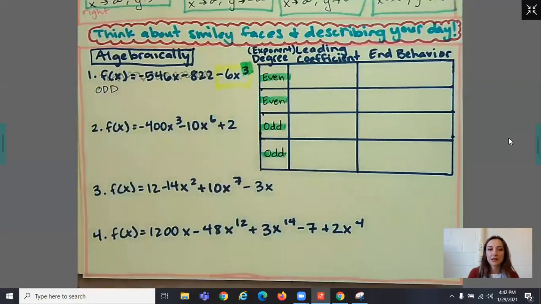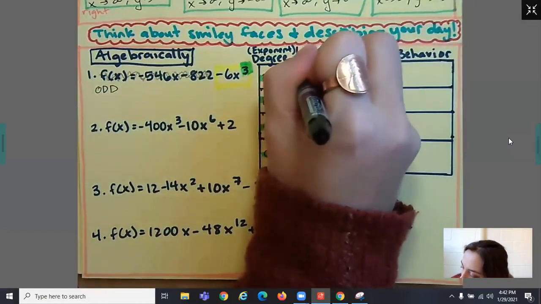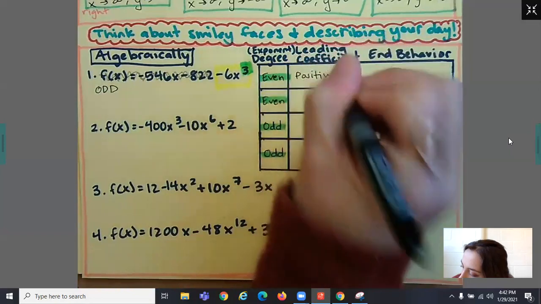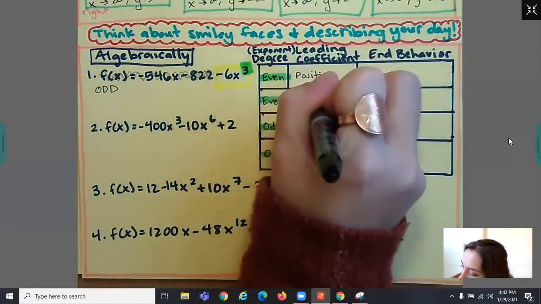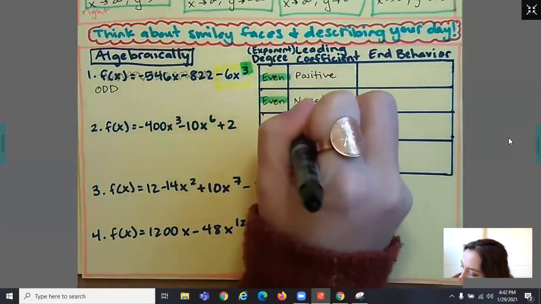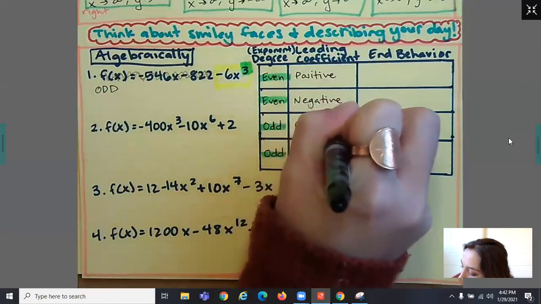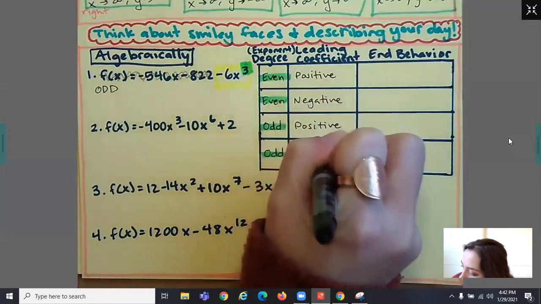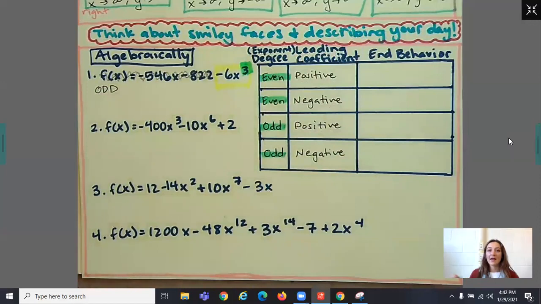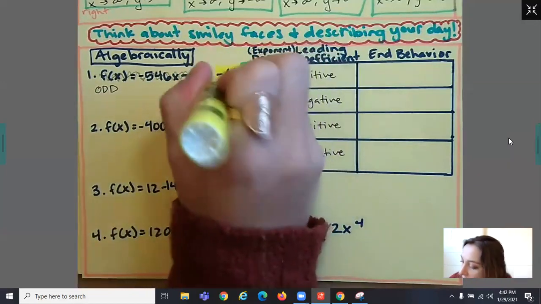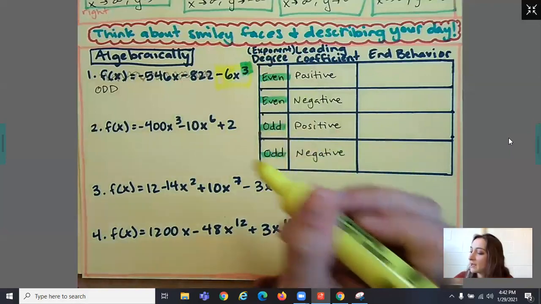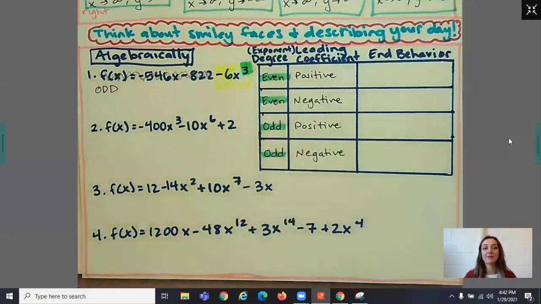And then we're going to look at the leading coefficient, that's the number in the front, and we're going to ask, is that positive or negative? Positive or negative? Okay, and since we're looking at that number in the front, this one is -6, so that is going to be a negative number. So we're going to have an odd negative.